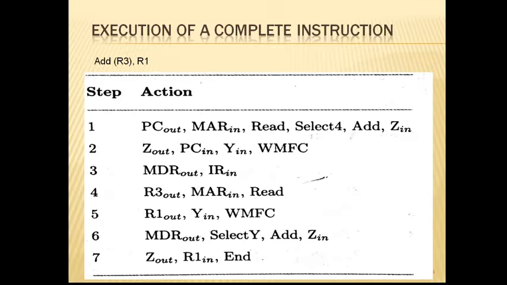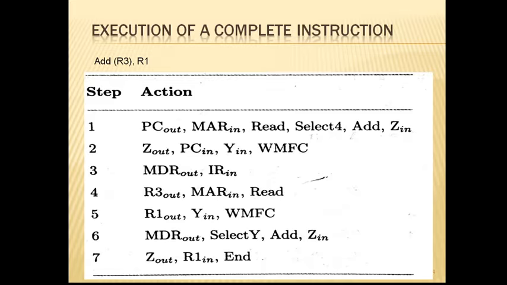So in step 4, the contents of register R3 are transferred to register MAR, and then a memory read operation will be initiated. Then the contents of R1 are going to be transferred to register Y in step 5 in order to prepare for the addition operation. So now we have got the two operands, the contents of R3 and R1.